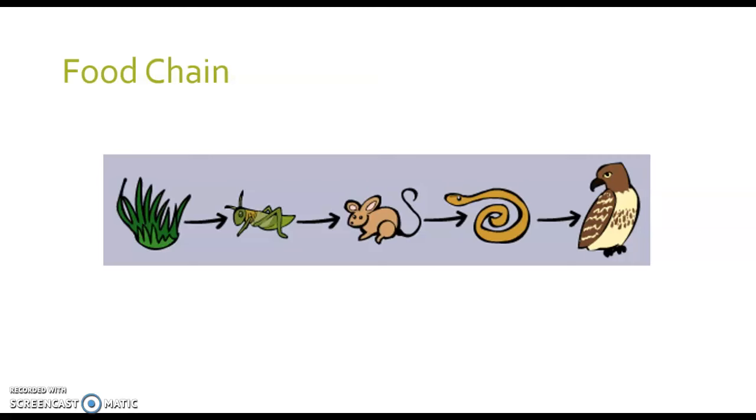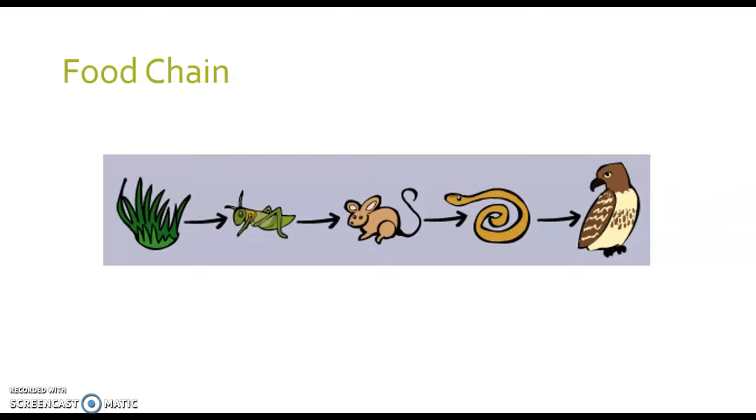Next up in our chain is a grasshopper. We know that the grasshopper is going to be eating the grass to obtain its energy. The grasshopper is known as our primary consumer. Primary consumers are most likely always going to be herbivores. Why? They eat producers.